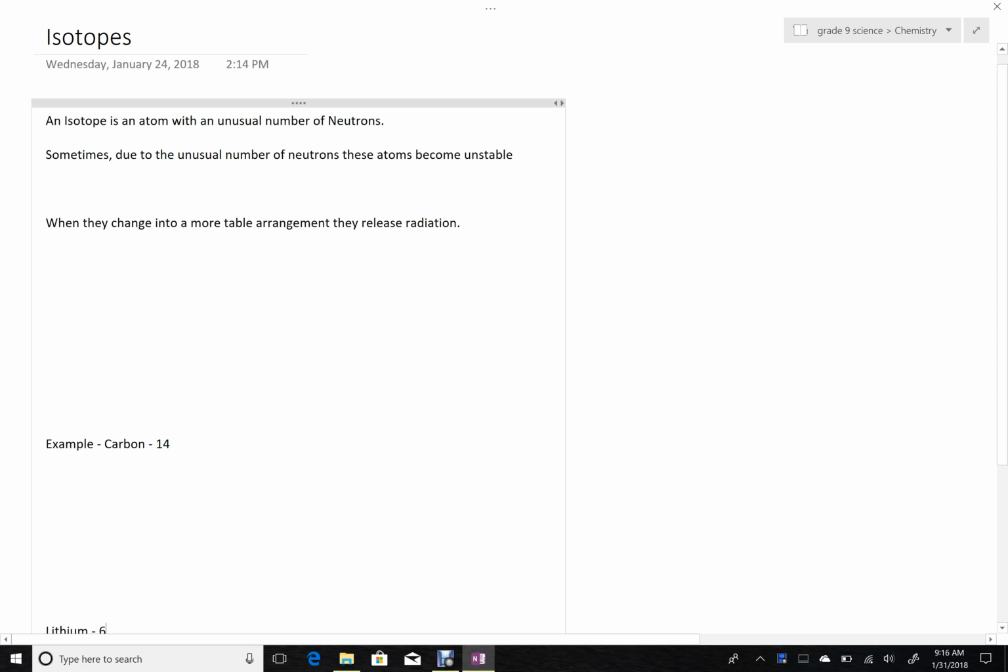Okay, what's an isotope? Well, an isotope is just an atom that has an unusual number of neutrons. Due to that unusual number of neutrons, sometimes this atom can become a little bit unstable. And what that means then is that it can change into a more stable atom, and when it does that, it releases radiation.